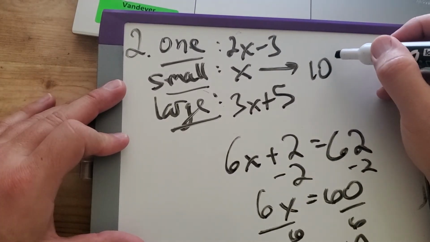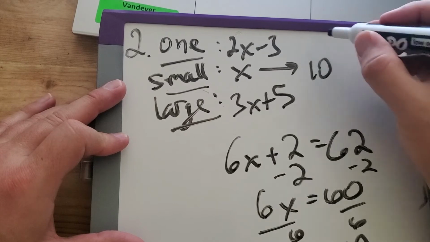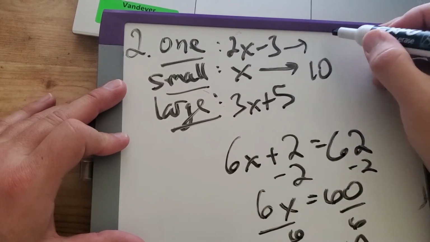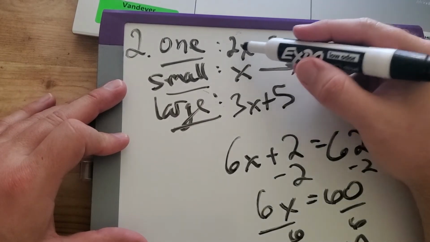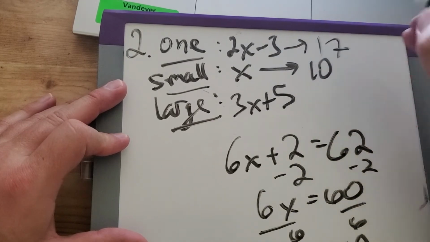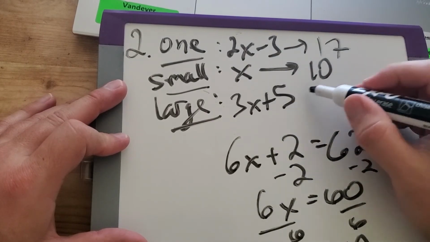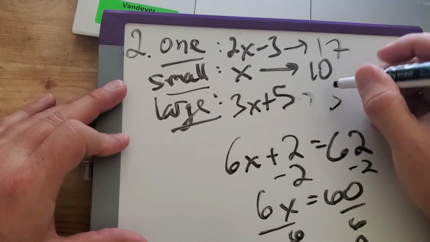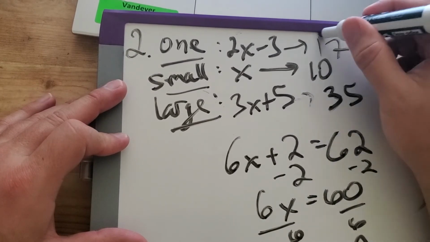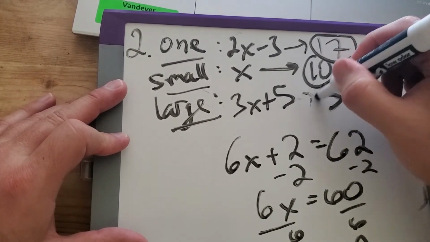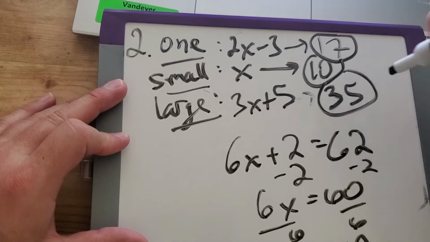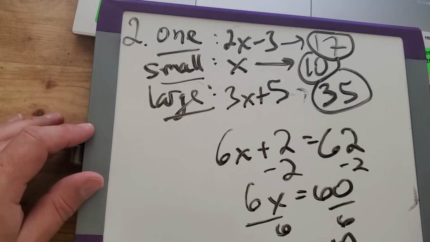Did I give any units? No. So 10. This is the only time you have to put units, if I don't give you any. 10 times 2 is 20 minus 3 is 17. And then 10 times 3 is 30 plus 5 is 35. And if you want to check it, just make sure that these three numbers actually do add up to be 62. And they do. Yay!